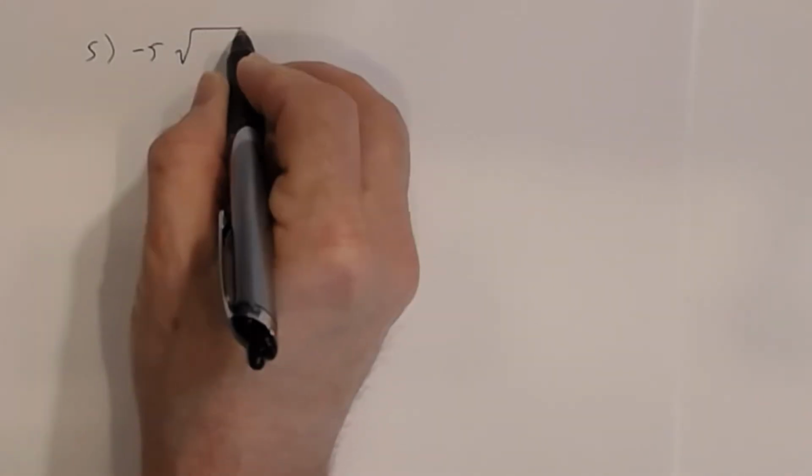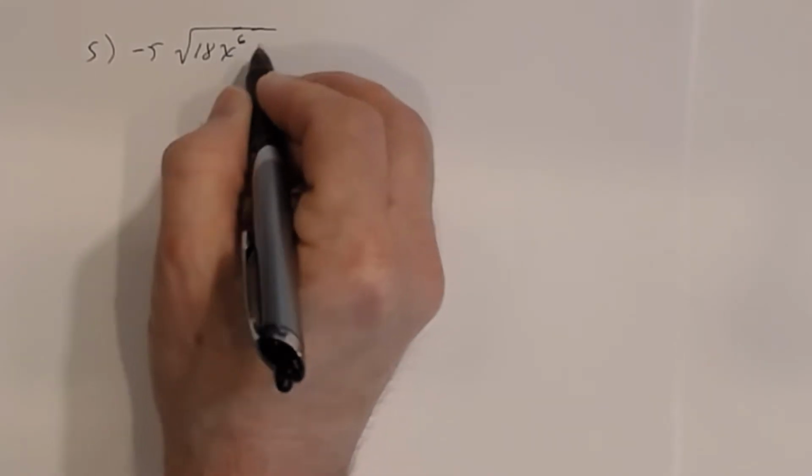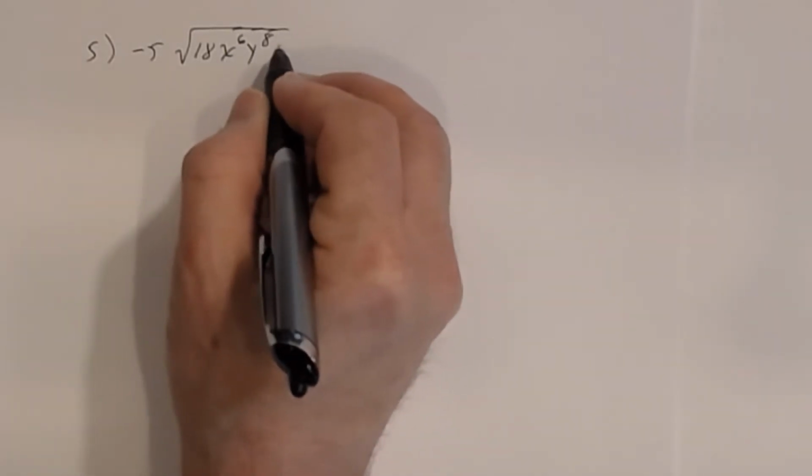Let's look at another one. See, the more you do, the easier it becomes. All right, so number 5. Number 5, let's suppose we had this. Negative 5 times the square root of 18 x to the 6th, y to the 8th, z to the 12th.